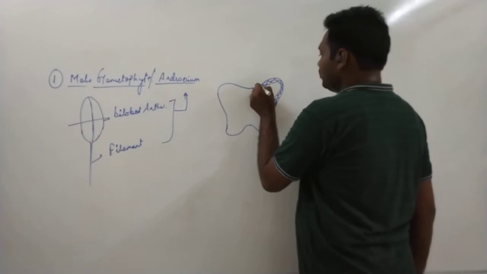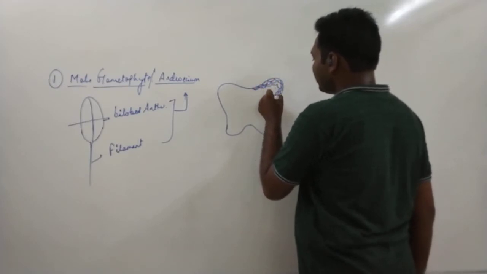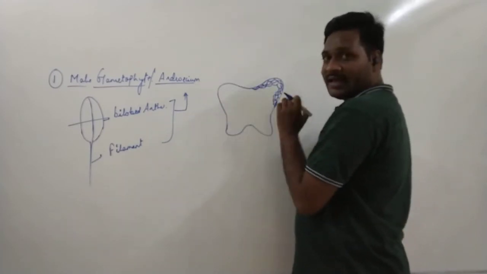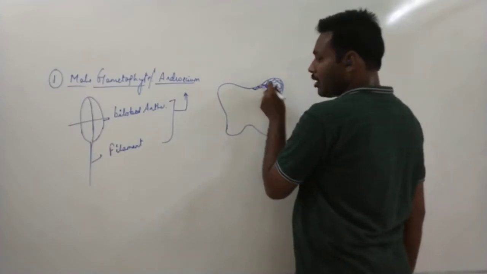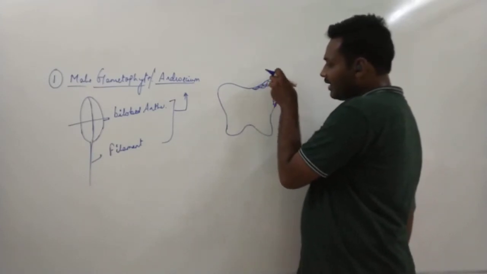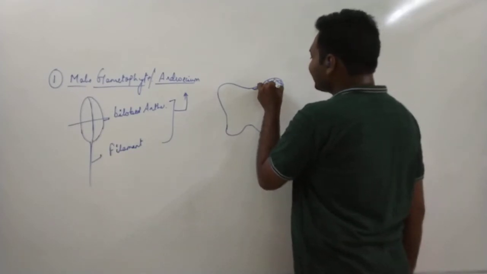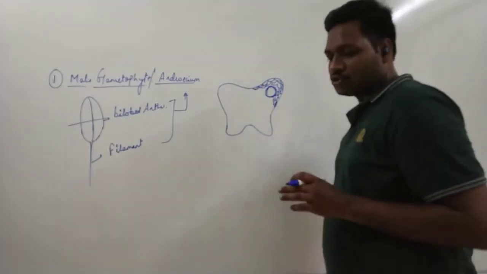Here you can see a number of cells lining, and this lining is present in the entire anther. The entire anther consists of such lining. I am just marking a particular side so that we can understand it. Then internally it consists of a sporogenous tissue. So what is sporogenous tissue?